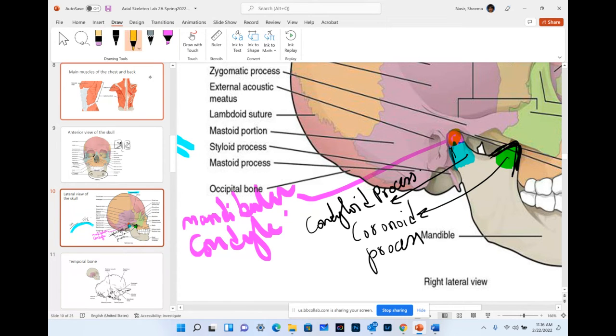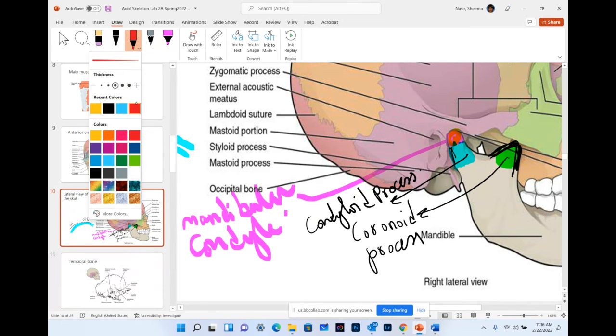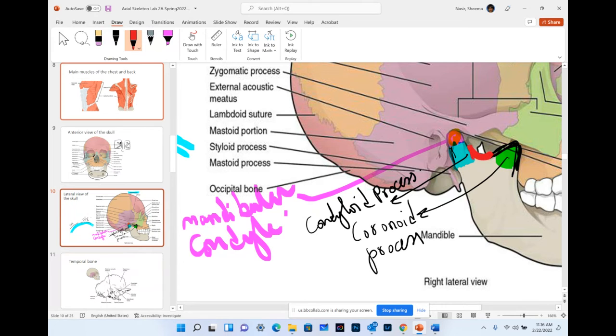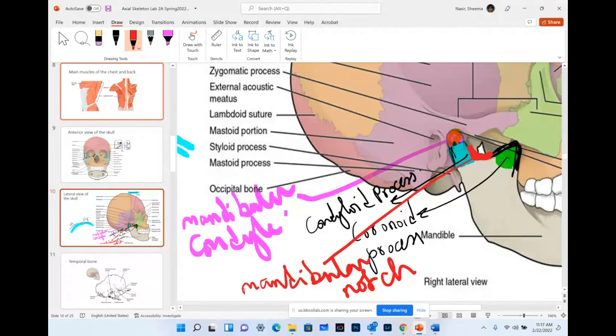You see this depression right here? That is your mandibular notch. So this is your notch. A notch is where you scooped out something, you notched it out. Mandibular notch.